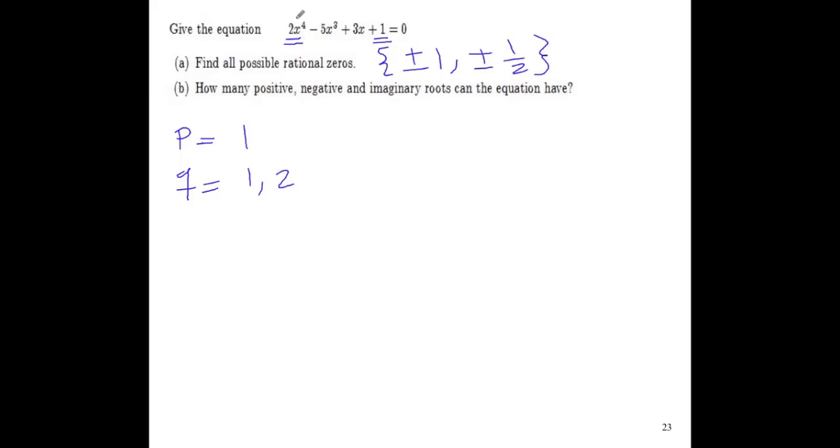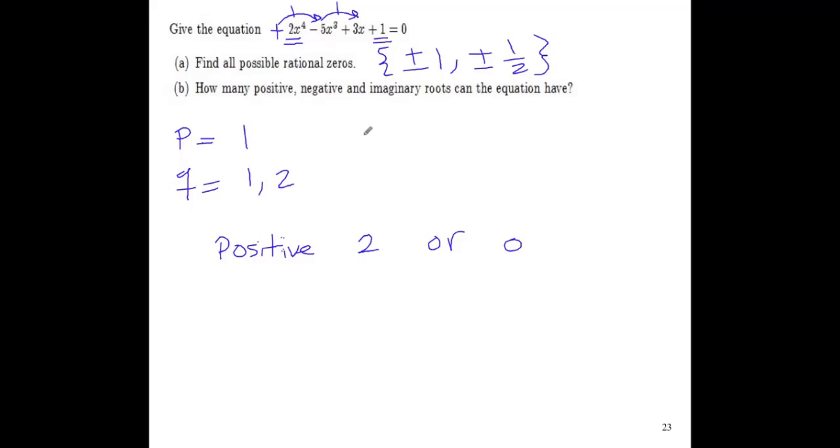You want to know how many positive, negative, and imaginary roots the equation can have. For that, we're going to see how many times the signs alternate between plus and minus. That would be 1 time. Then we have from minus to plus, that would be another time, the second time, and then that's it. So we have 2 times that the sign alternates there. So for positive roots, we either have 2 or 0. 2 minus 2 would be 0.